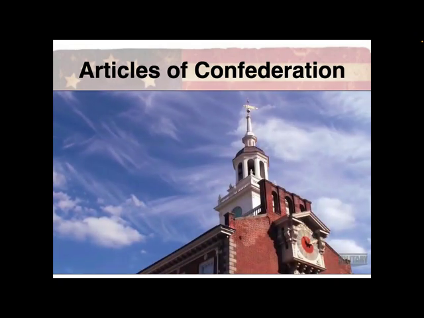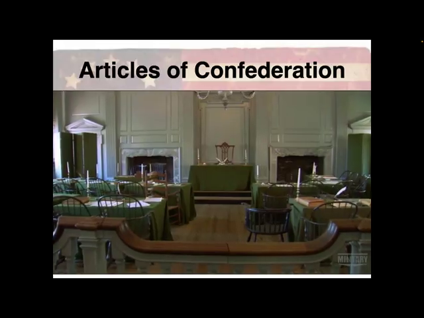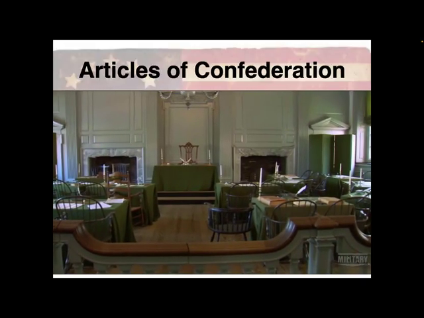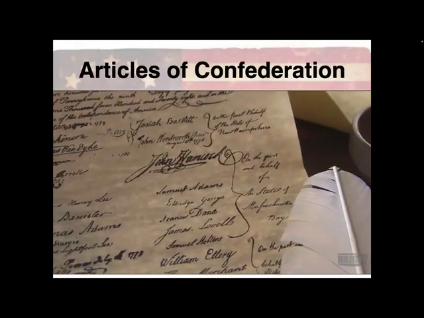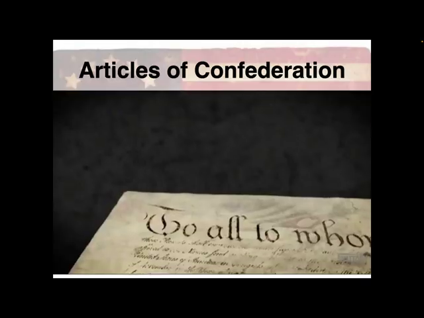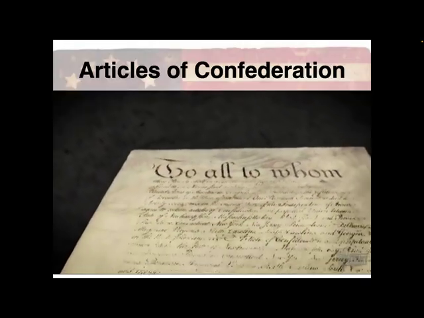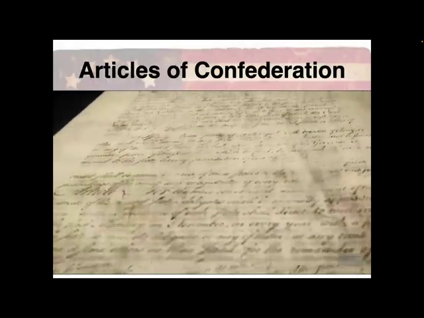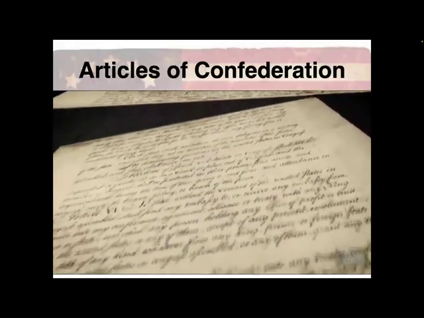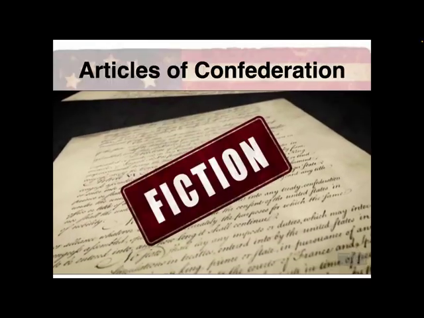It's 1781. The states are all fighting. No one has the power to get anything done. The Articles of Confederation turn out to be a blueprint for political disaster. So, what exactly were the Articles? Many of us vaguely remember them as America's original Constitution, the flawed prototype for our federal government, right?